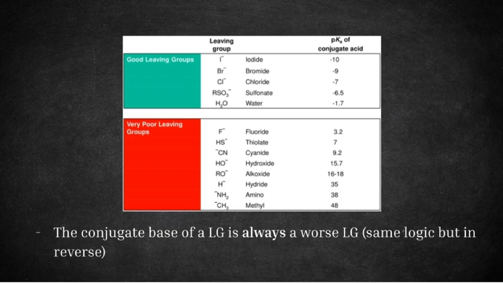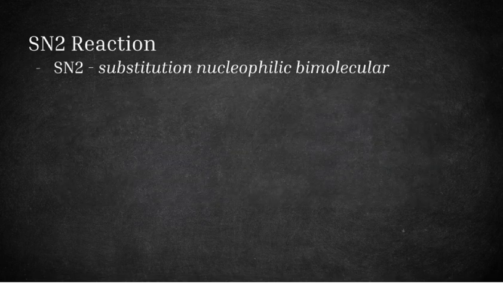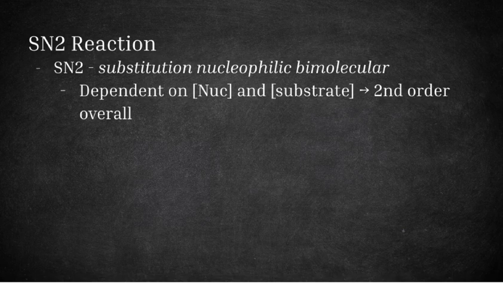Now that we've explored the components of substitution reactions in detail, let's move on to the two main types of substitution reactions, starting with the Sn2 mechanism. In an Sn2 reaction, the nucleophile attacks the electrophilic carbon in the substrate from the opposite side of the leaving group, displacing the leaving group in a single concerted step. Below is the arrow pushing diagram illustrating the mechanism. The name Sn2 stands for substitution nucleophilic bimolecular, referring to the rate determining step of the reaction. This means that the reaction rate depends on the concentrations of both the nucleophile and the substrate, making it a second-order reaction overall.